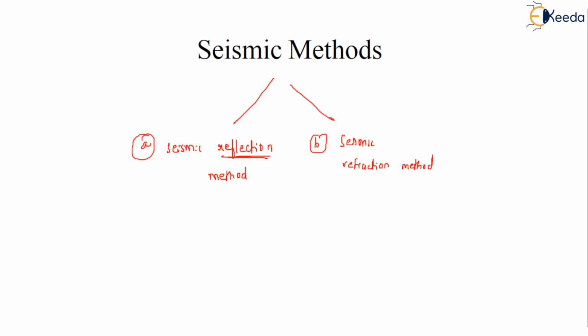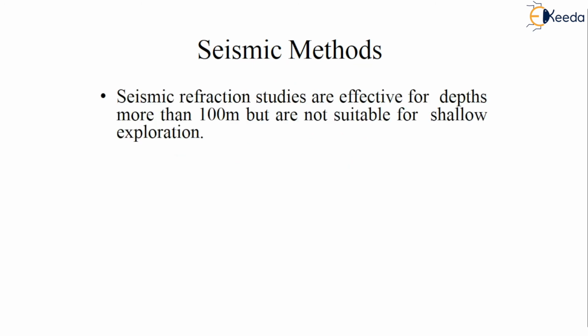A geophone, an amplifier, and a galvanometer are the basic units required for the reflection or refraction wave methods. Here, seismic refraction studies are very effective for depths of more than 100 meters, but they are not suitable for shallow or very low-depth explorations. What about refraction methods? They are employed for investigation depths from close to the surface to several kilometers deep.